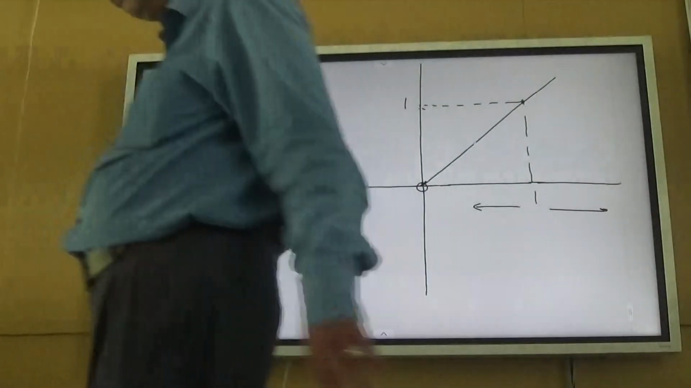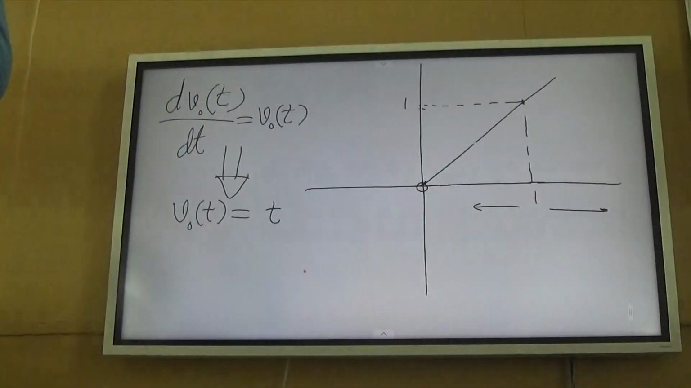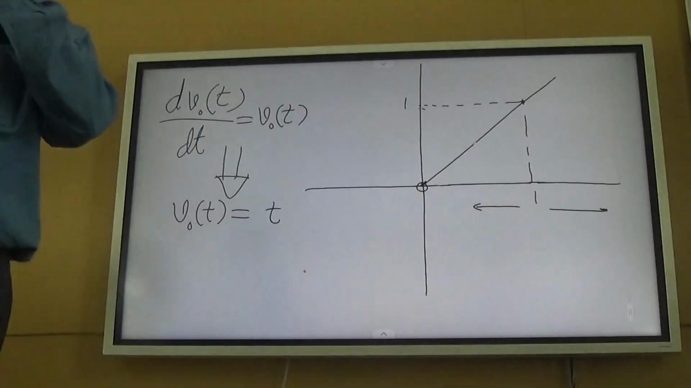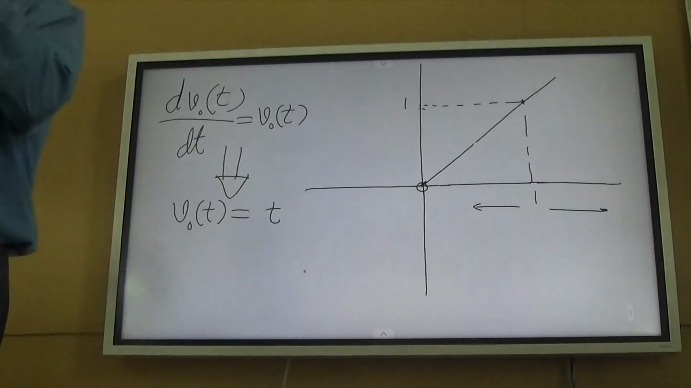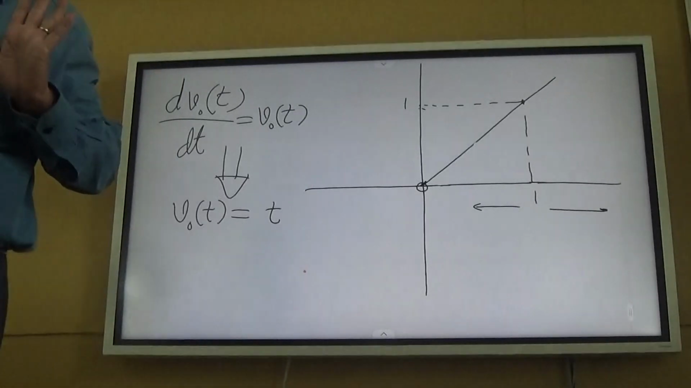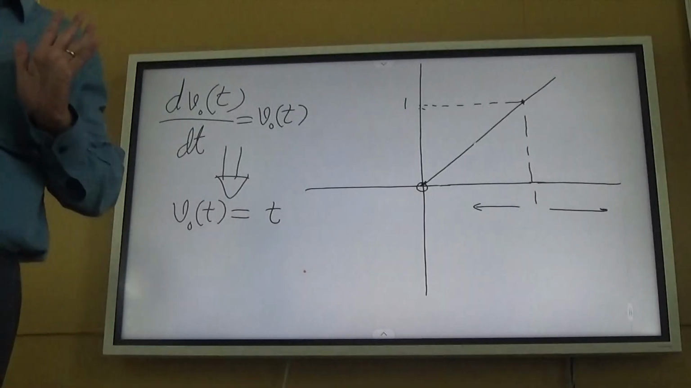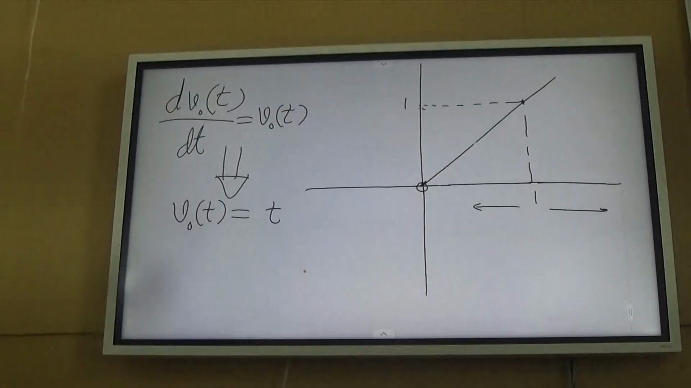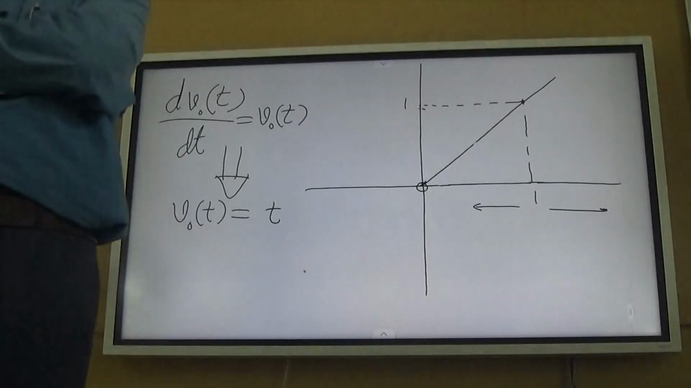So what I understand from this is that my immediate conclusion should be that this can't be a straight line. Why? Because the slope is not constant. That's what I got. Slope is not constant. dVOT by dt is VOT.